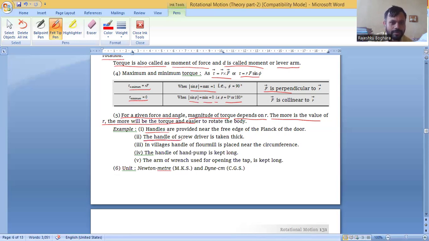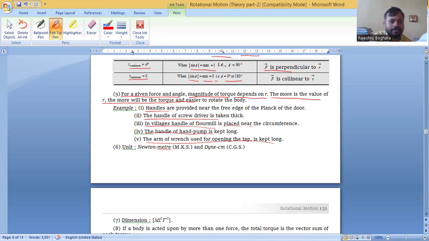Second, the handle of a screwdriver is made thick. Third, in villages, the handle of a flour mill is placed near the circumference. The handle of a hand pump is also kept long. The arm of a wrench used for opening a tap is kept long. So these are all examples. The larger the position vector R from the rotational axis, the larger the torque, and we can rotate easily.